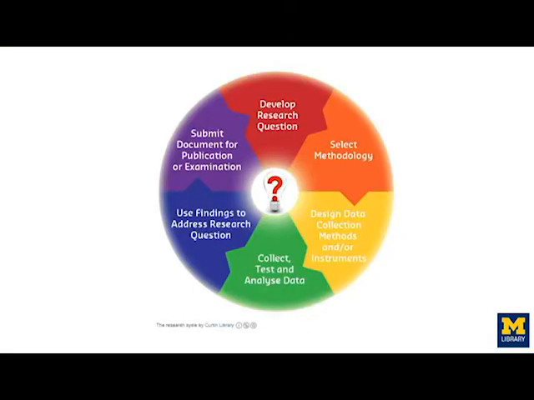This is a research cycle. And if you do look up research cycle or do any type of research on it, you'll see different views, but really talking about the same thing. This is a research cycle where, again, so important, the first thing to do is develop the searchable research question, selecting methodology, designing data collection methods, collecting and testing and analyzing your data. Use your findings to address the research question. And lastly, to submit documentation for publication and examination.